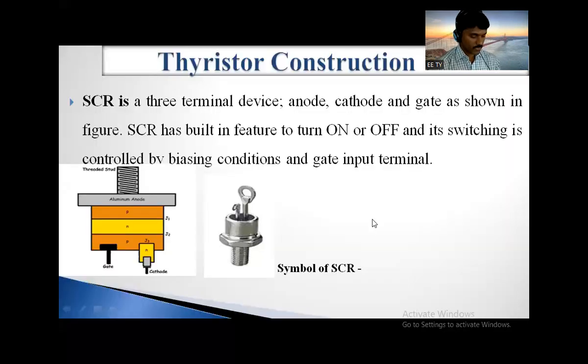Why have they given the name silicon controlled rectifier? Because it is made of silicon material. It can also be made with germanium, but we have an advantage with silicon regarding losses, the on and off process, and so on. That's why the name given to this device is silicon controlled rectifier. Silicon because that material is used here, and it is a controlling device. It will rectify from AC to DC, DC to AC, and so on. So that's why they have given this name.